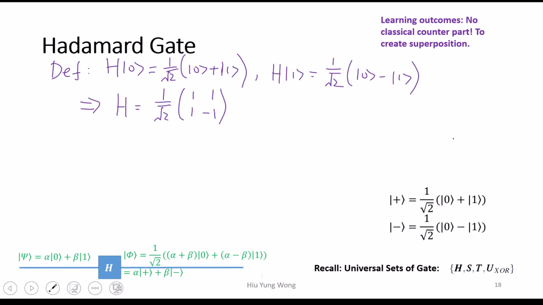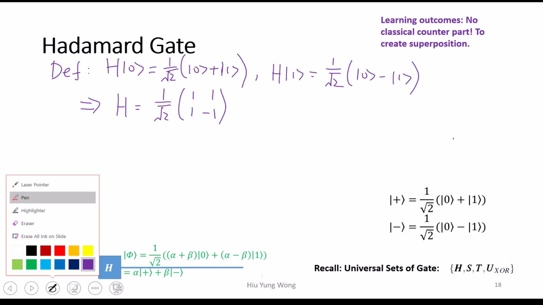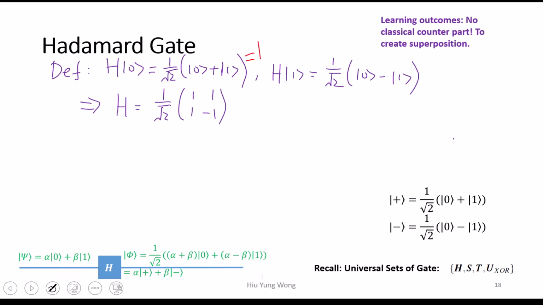But I do want to say one thing. We earlier defined also what? This is equal to plus. We define this is equal to minus. We already defined that.